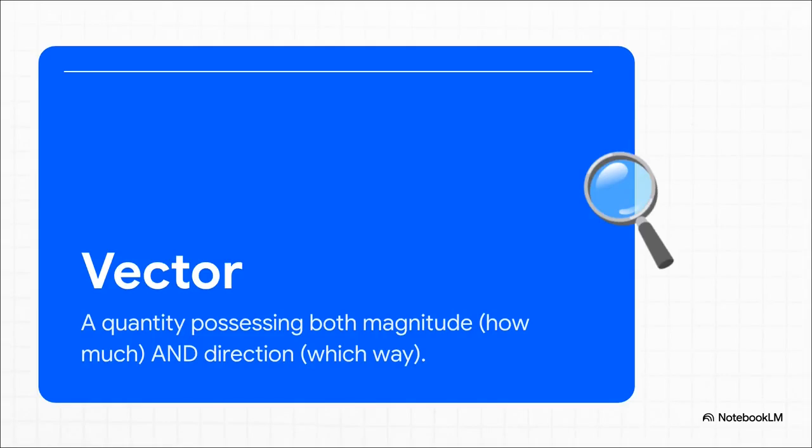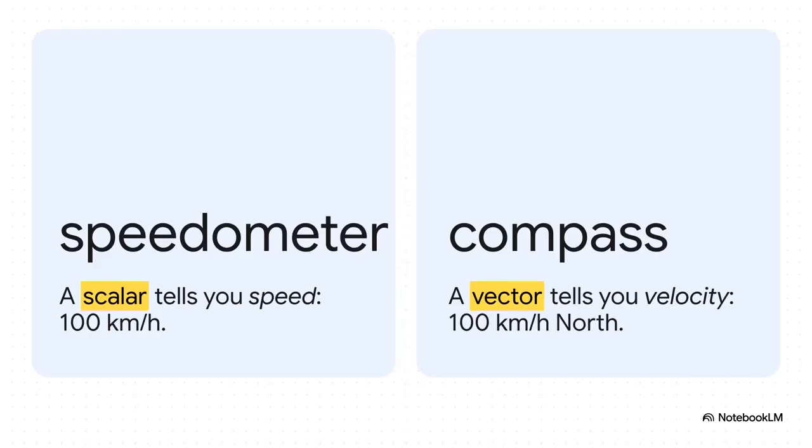This is the big deal with vectors. They have both magnitude and direction, so they answer two questions for us: how much and which way. You could almost think of it like taking a simple scalar and just attaching an arrow to it to tell you where it's pointed. This comparison really makes it click.